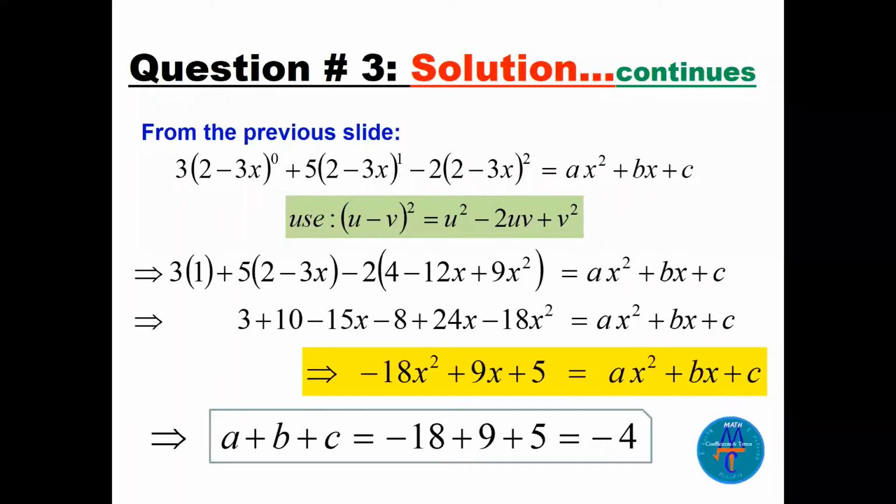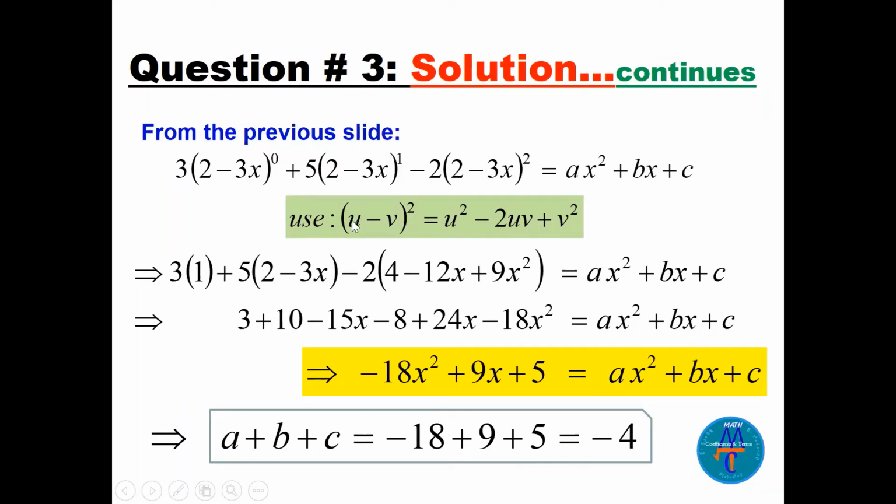So from the previous slide, we can see this expression is equal to ax squared plus bx plus c. I see the first power here, power 0, that's 1. So this is so easy. Power 1 means nothing in the power. So 2 minus 3x. Now power 2 here, we have to do something. 2 minus 3x. 2 is like u here. See, this is the formula. I'm just reminding you of the formula.